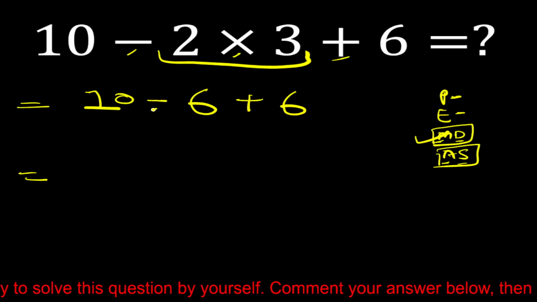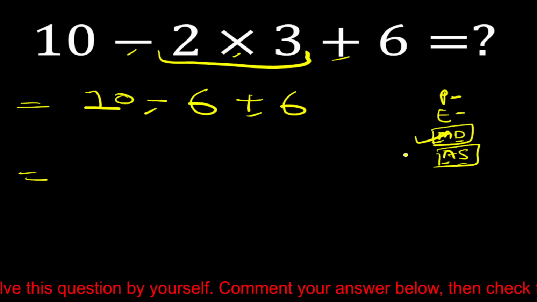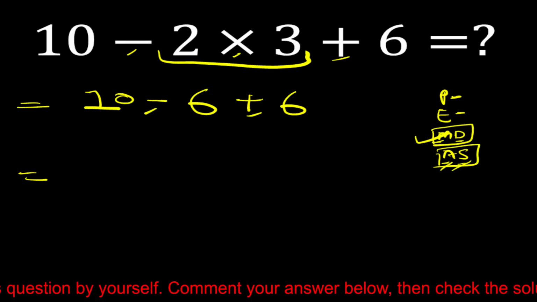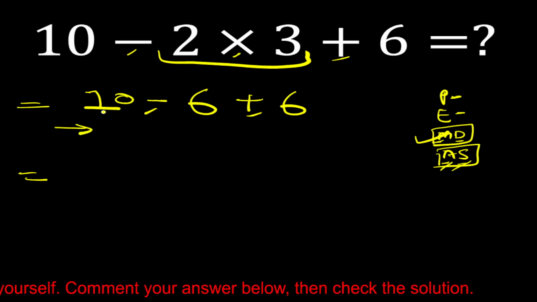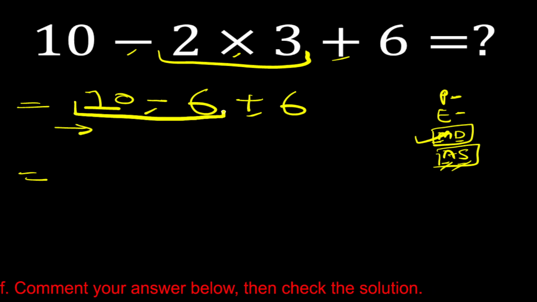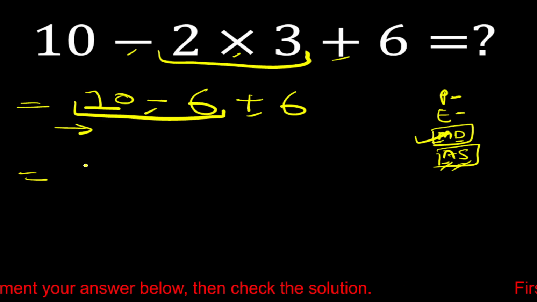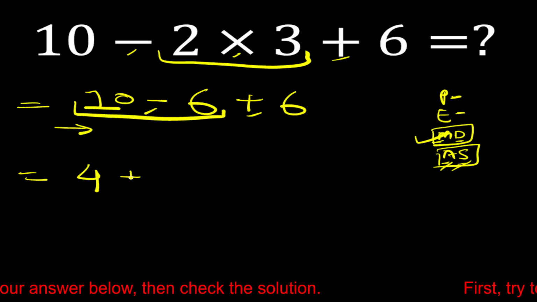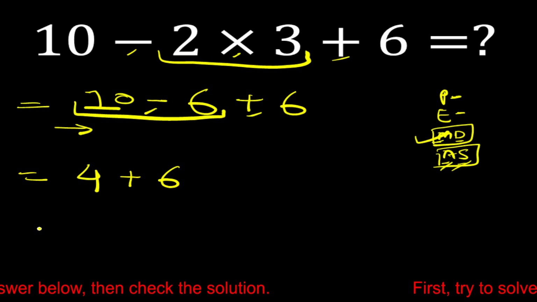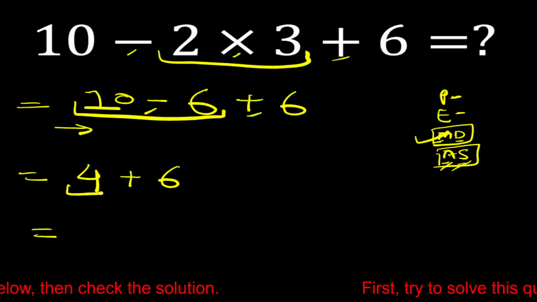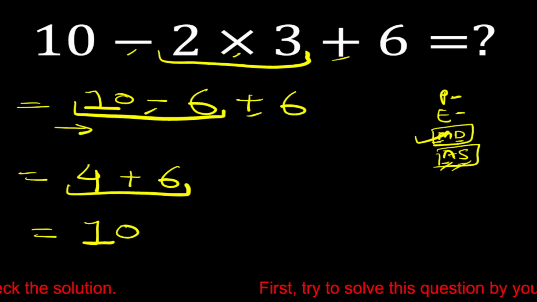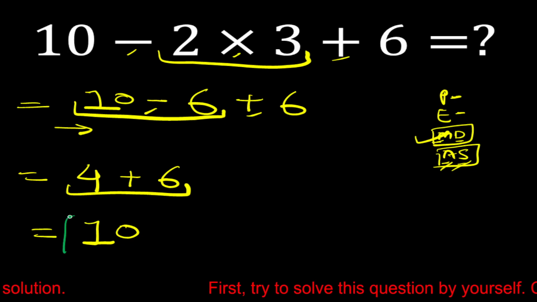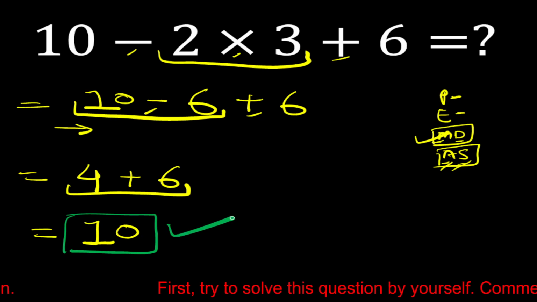Now here is one subtraction and here is one addition. Addition and subtraction both have equal priority. So we have to solve it from left to right, okay? So first we have to solve this part. 10 minus 6 is equal to 4, plus 6. Now 4 plus 6 is equal to 10, okay? Therefore the correct answer is 10, okay?